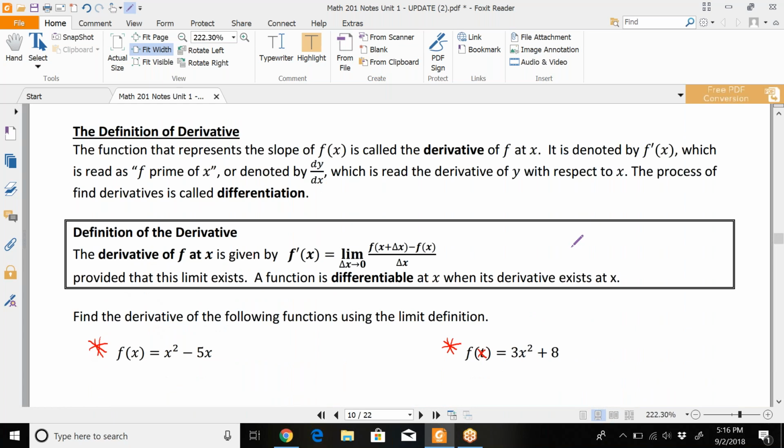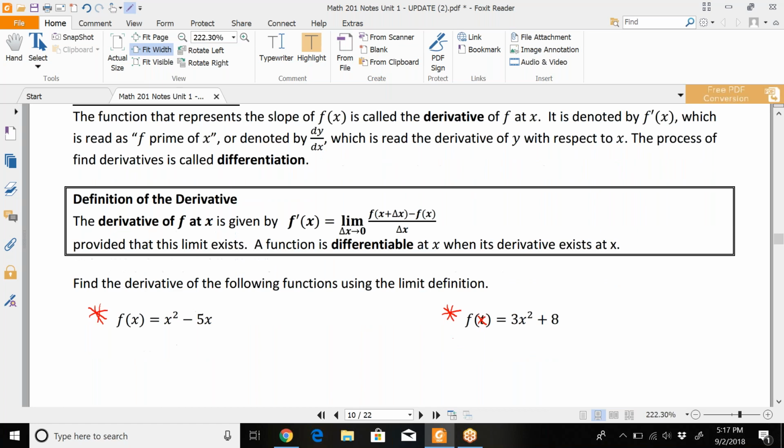So the definition of a derivative is that the function that represents the slope of f of x, so remember that was what we just found, is called the derivative of f at x. It is denoted by, this is read as f prime. It's not an apostrophe, it's not an exponent, it's f prime of x. Or it can be denoted in what we call implicit form, which is dy dx. This says a function y taking a derivative with respect to x. So it's read as the derivative of y with respect to x. The process to find a derivative is called differentiation.